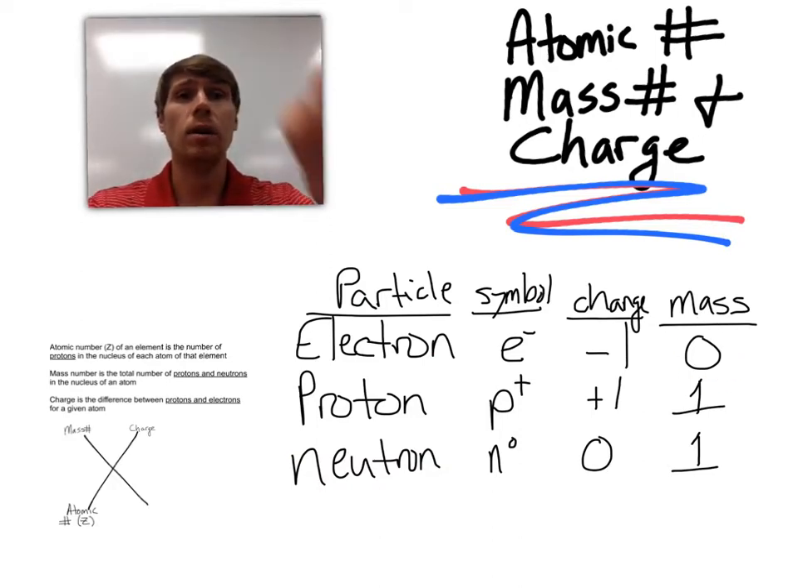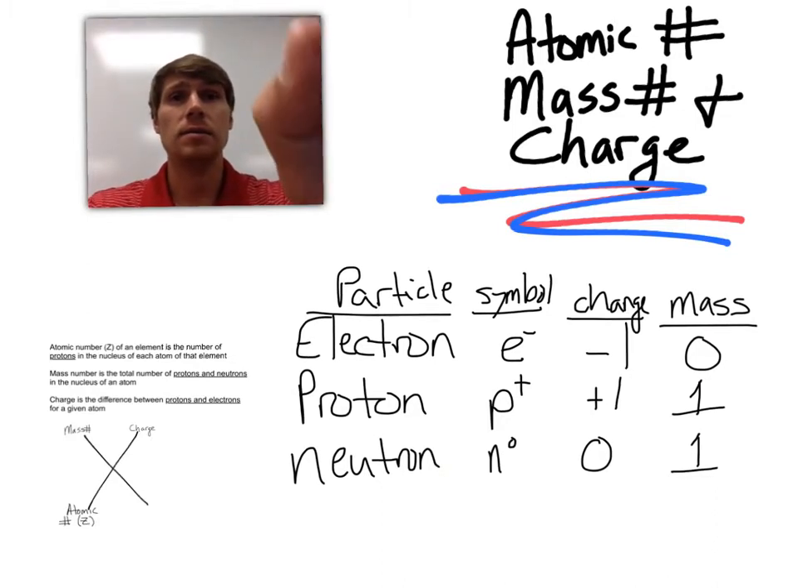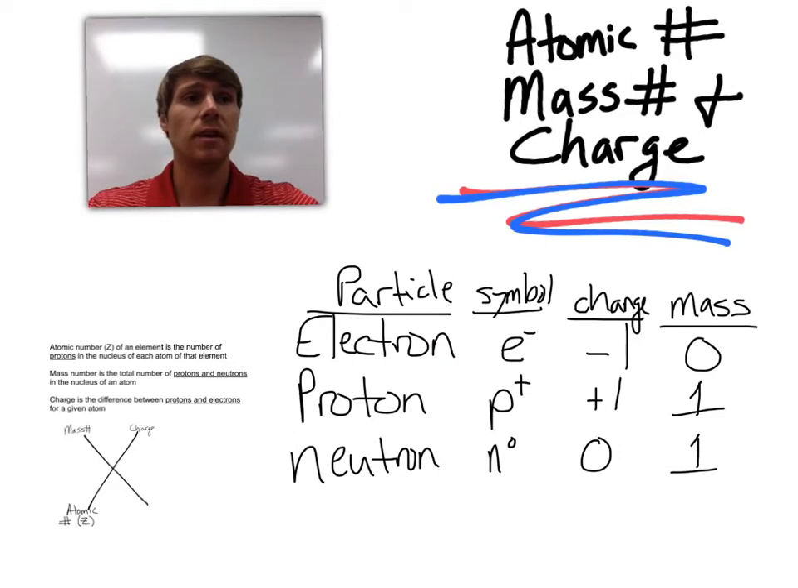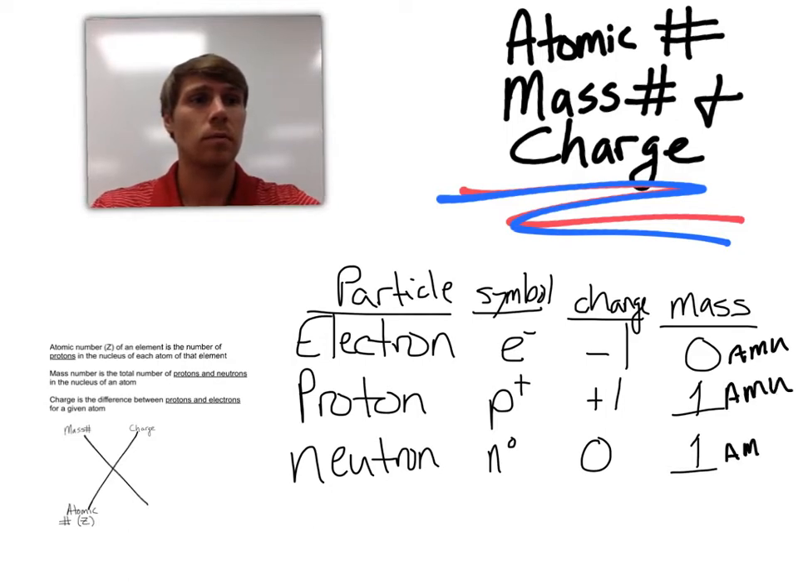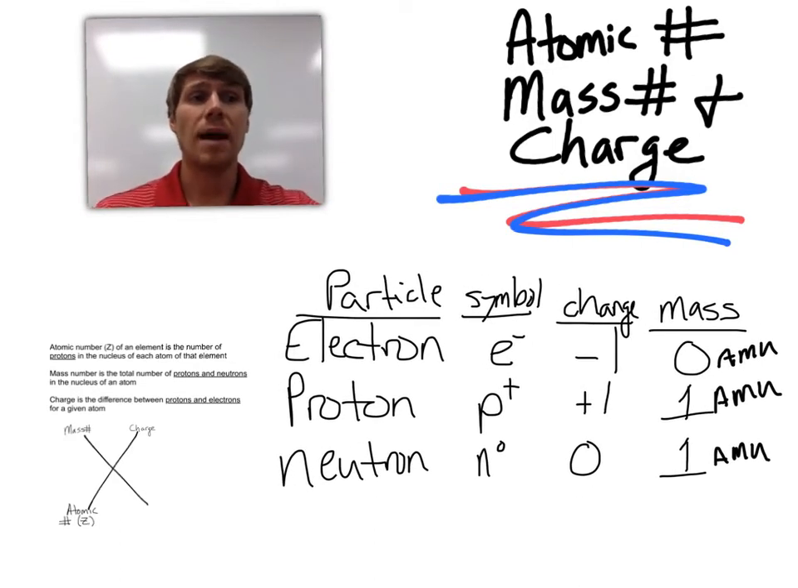What an AMU is, is an atomic mass unit. And that's for all of them. So, it has a mass of 0 AMUs, and that's just because they weigh so little, it wouldn't make sense to say 0.0000000000 all the way to what it is. So, regardless, we just use this, it's a different scale. Kind of like pounds is different than grams, atomic mass units, or AMU, is different. The electron weighs 0.